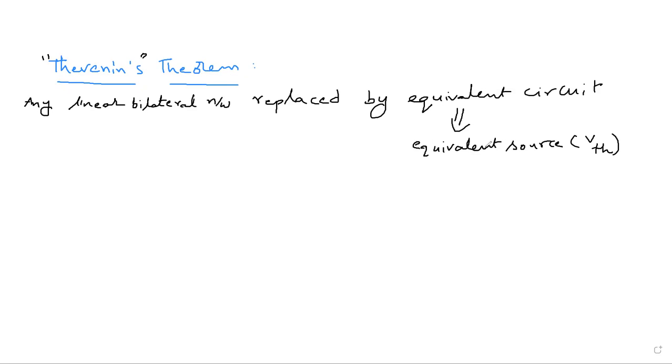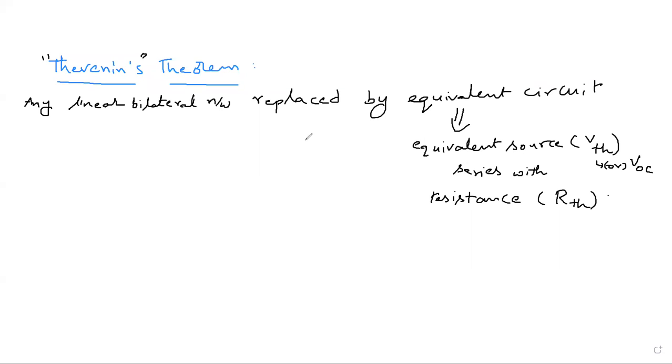So that equivalent voltage source will be called Thevenin's voltage source. This Thevenin's voltage source is also called open circuit voltage, that is VOC or VTH. Now that should be in series with resistance. So this resistance is nothing but again Thevenin's resistance. We can call this resistance Thevenin's resistance.